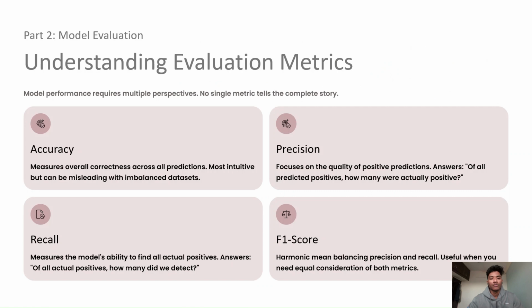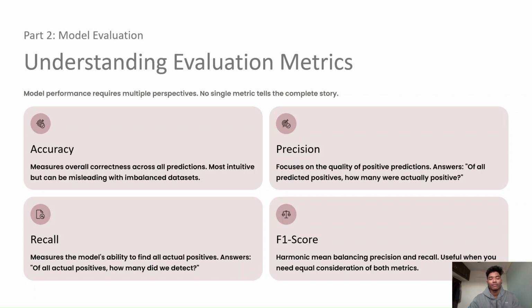Let's talk about the evaluation metrics now. To judge how well a model performs, we need evaluation metrics. No single metric tells the full story, especially in classification tasks. We commonly use accuracy for overall correctness, precision for how correct our positive predictions are, recall for how many actual positives we were able to detect, and F1 score, a balanced measure of precision and recall. These metrics become much clearer when we use a confusion matrix.